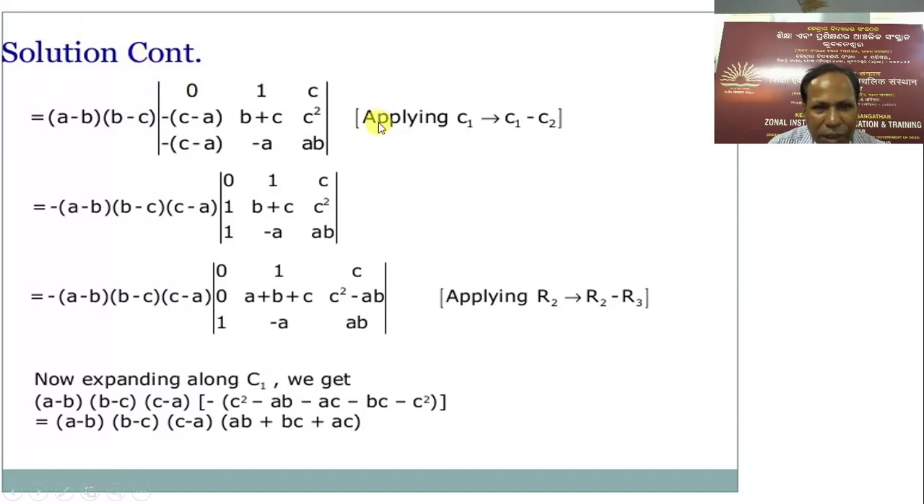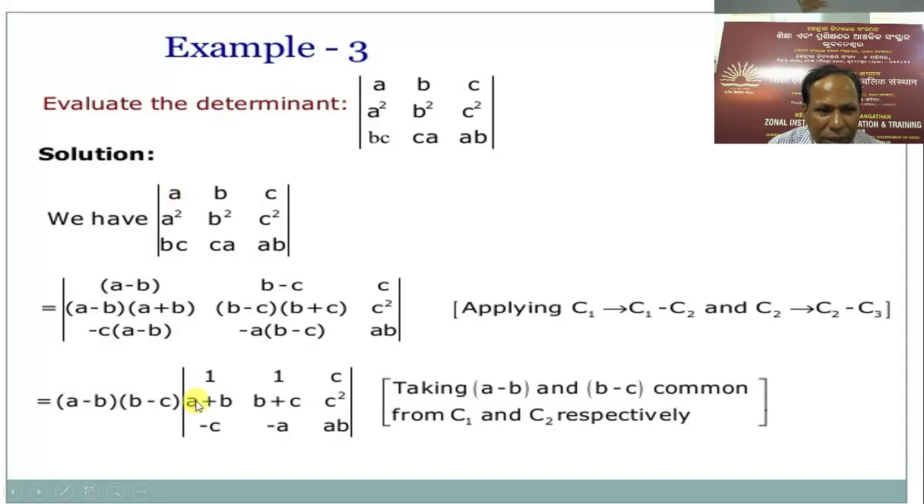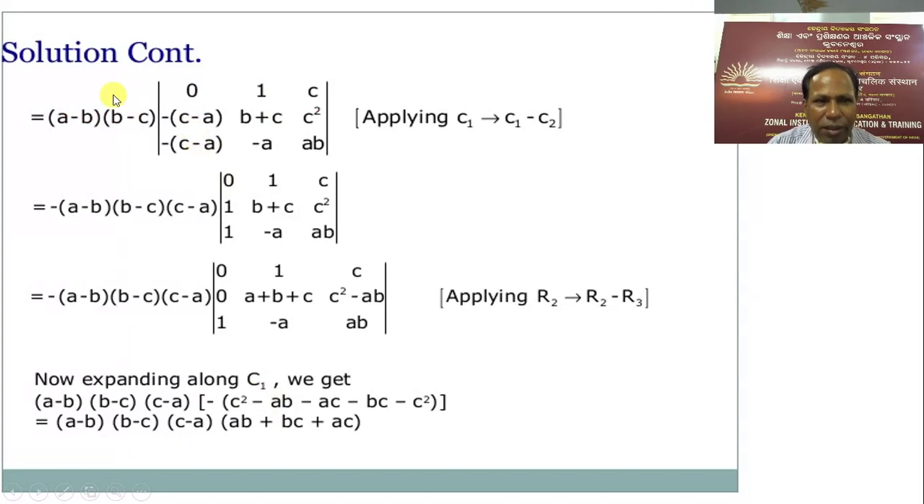So now to get 0, we apply the property C1 replaced by C1 minus C2. By doing that, 1 minus 1 will be 0. So here B will be cancelled out. We will be left with A minus C. And here minus C minus of minus A becomes A minus C. Again we are getting the common factor, either A minus C or minus of C minus A. In addition to that, we have got zeros.